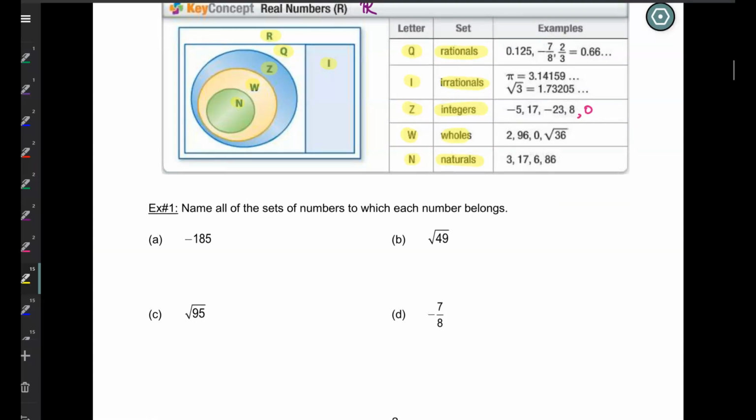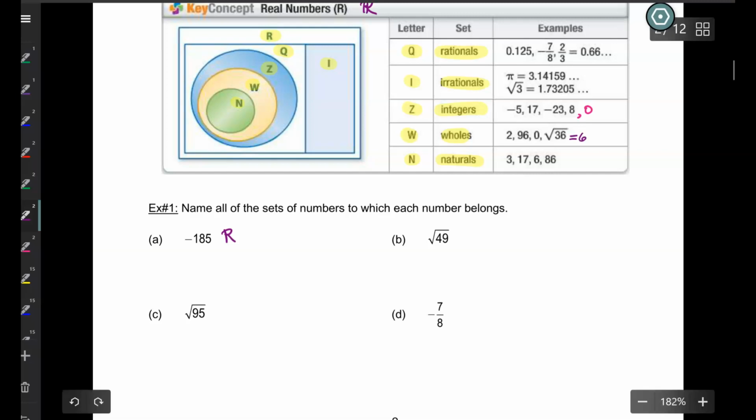Wait, so whole numbers, I'm just confused about the difference between the whole numbers and natural numbers. The only difference is you can't have 0 for natural numbers. Okay, so name all the sets of numbers to which each number belongs. So we're going to start with R, because they're all real numbers. Yes? Okay, so for whole, you have the square root of 36, which would just be 6.